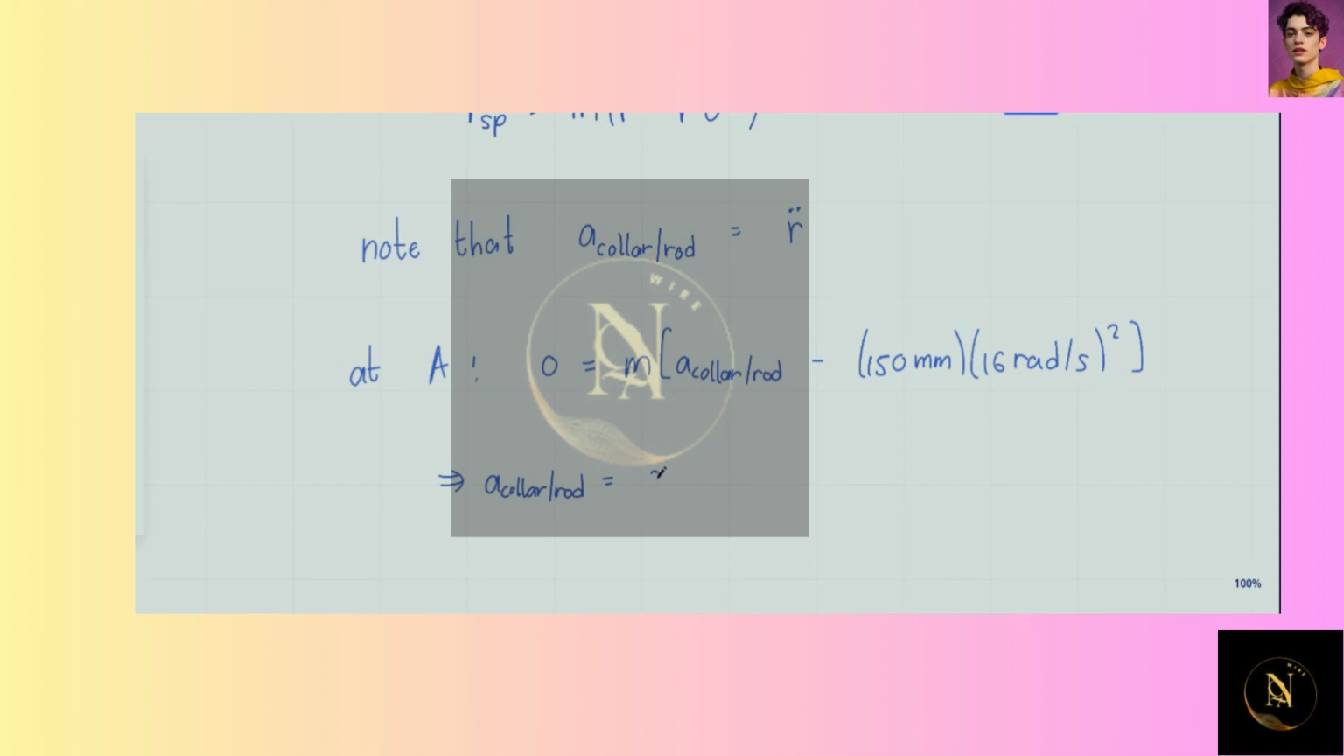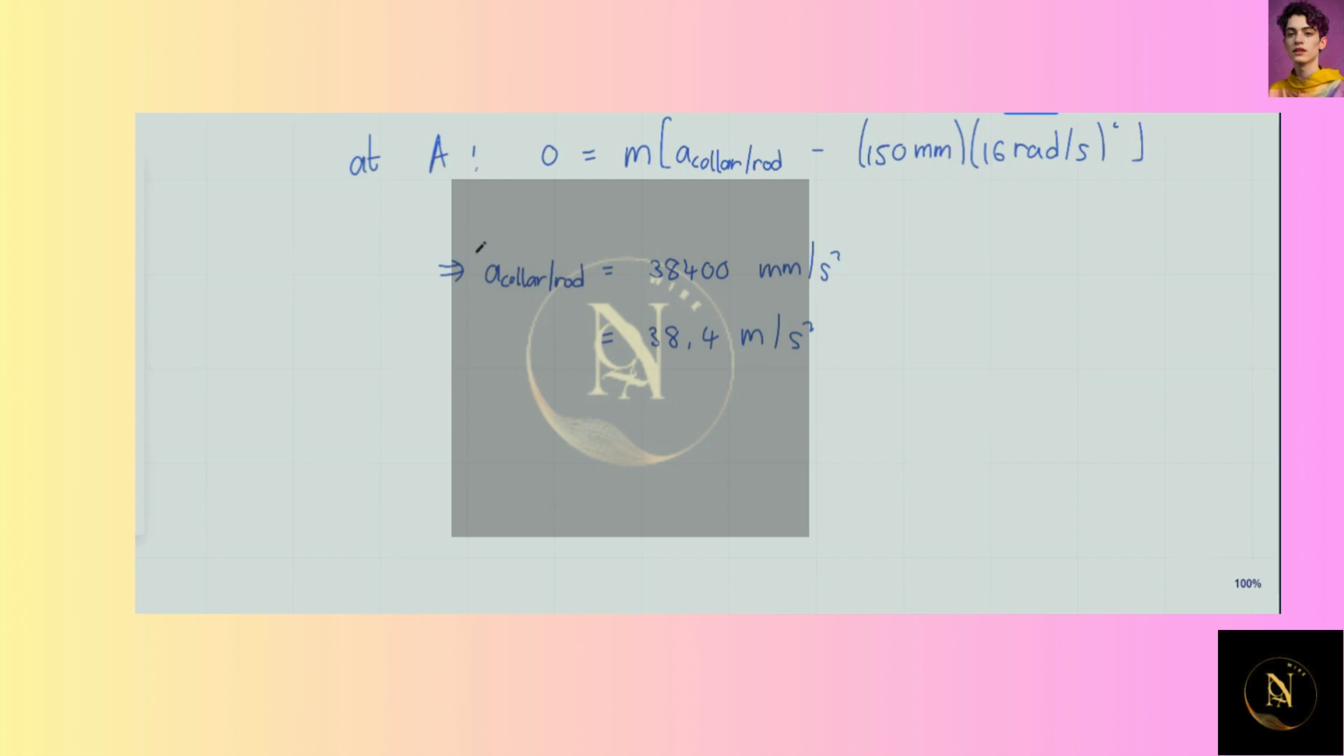And hence we get the acceleration of the collar relative to the rod is equal to 38,400 millimeters per second squared. And so in SI units, this is 38.4 meters per second squared. So that's the acceleration of the collar relative to the rod at A.